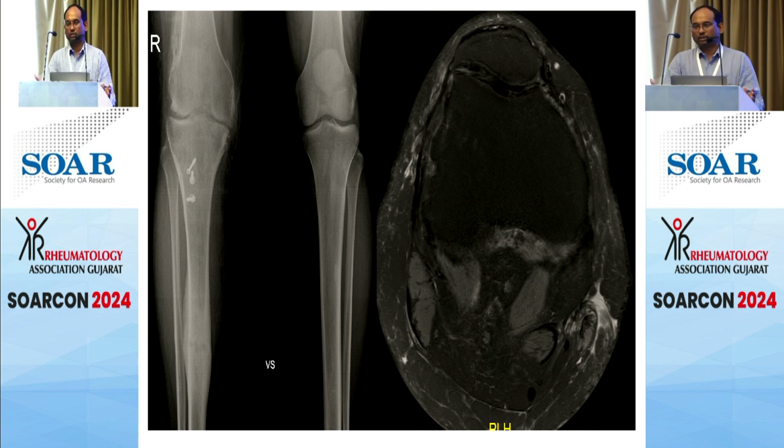So it is not that chondrocalcinosis will always be there in calcium deposition disease or CPPD. It can also happen in infective arthritis.